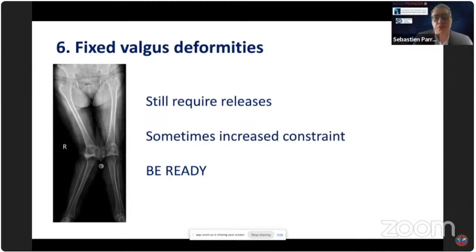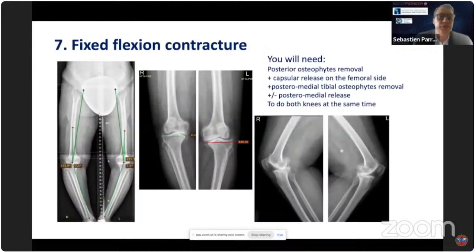It still does require releases, sometimes an increased constraint, and sometimes for this type of case, a personalized alignment will be a hinge, and it's still a type of personalized alignment, but you have to be ready, have the implant ready in your OR to do the case. You have to be careful with the fixed flexion contractors as well. We do have a lot of patients in the Middle East with fixed flexion contractor, segmental defect in the middle aspect of the knee. You have to work on the osteophyte. You have to work on the capsule.